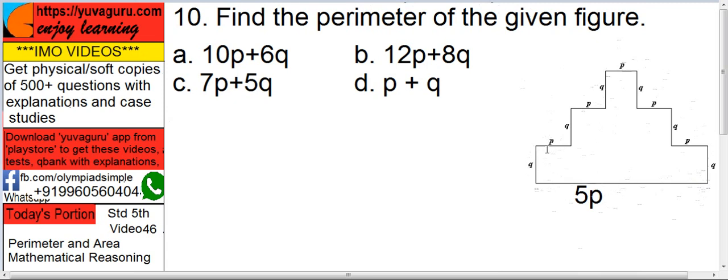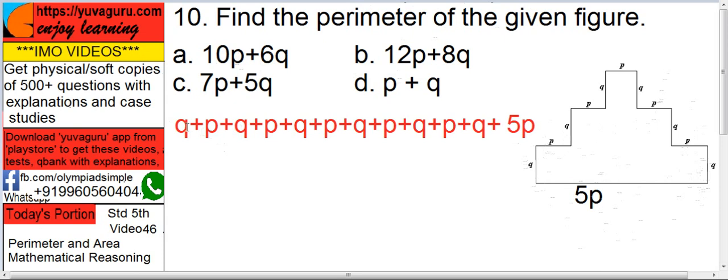Q plus P plus Q plus P plus Q plus P plus Q plus P plus Q plus P plus Q plus 5P. Okay, so it adds to 10P plus 6Q. You check this. Okay, so that is the answer.